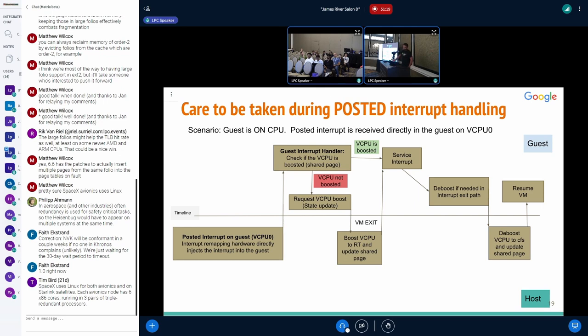Preemption is enabled when we're exiting, and there's no RT task that we interrupted. If all those conditions are true, then we know it's time to deboost now. Otherwise, we depend on the scheduler. If, let's say, an RT task was interrupted by a posted interrupt, then we don't deboost on the interrupt exit. We let the scheduler do the deboost when it switches from RT to CFS.